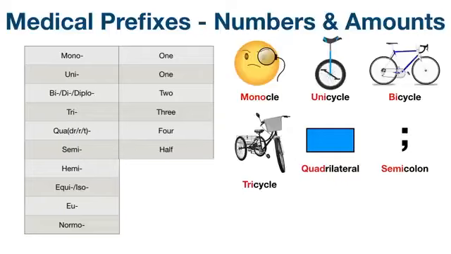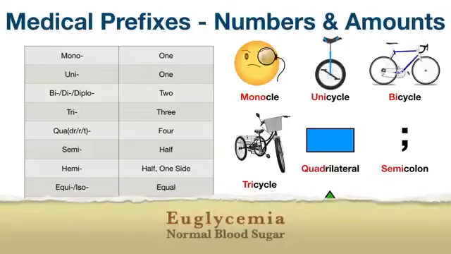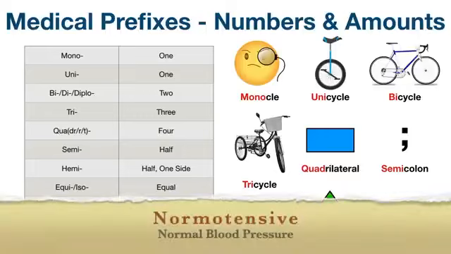Next, we have semi, which refers to half, and hemi also means half or one side. So you can think of a semicolon, which is a half of a colon. Next, we have the prefix equi or iso, which means equal, and you can think of an equilateral triangle, which has three equal sides in length. Finally, we have eu and normo, which both mean normal. So in medicine, you can say euglycemic, which means a normal level of sugar in the blood, and normotensive, which means normal blood pressure.